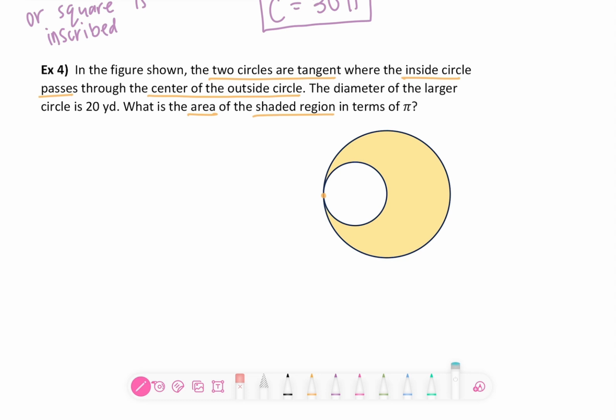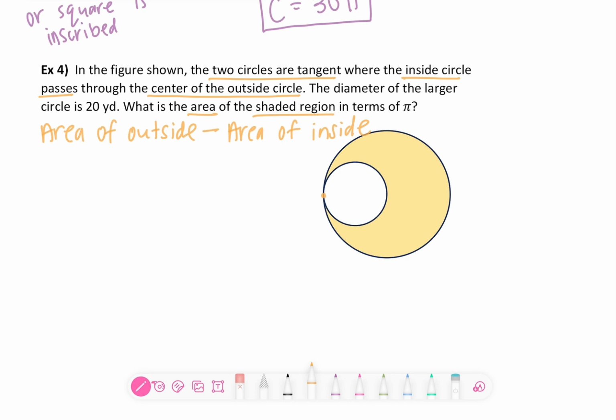So it's kind of like that problem that we did with the wooden picture frame, right? If you find the area of the big circle, you can subtract the area of the small circle. So what we're trying to do is area of outside minus area of inside. That's what we need to figure out. Area of outside minus area of inside.